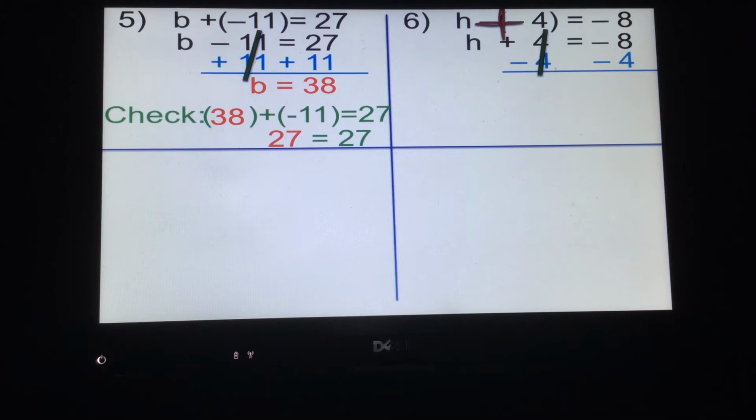So if you owe someone 8 and you owe someone 4, you owe $12. So that's why we have negative $12 as our answer. Now, just to be on the safe side, let's check our answer.